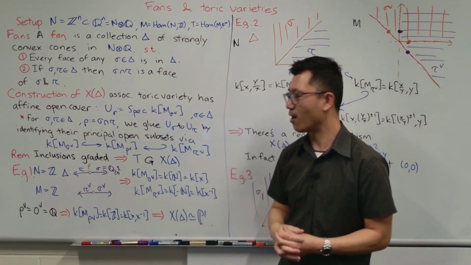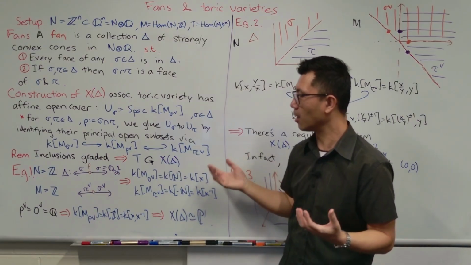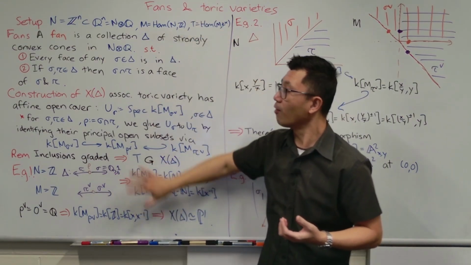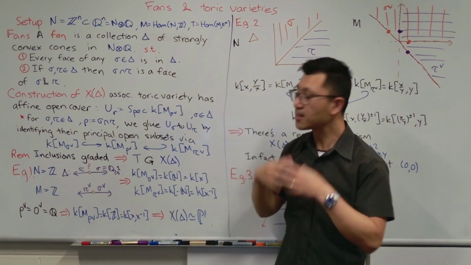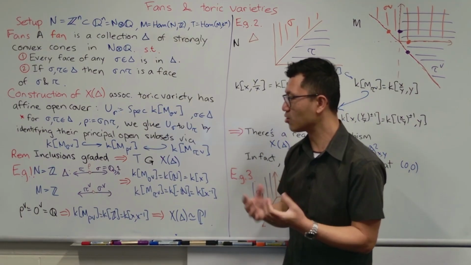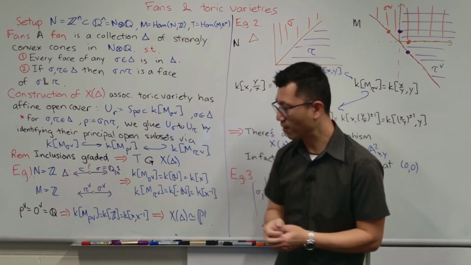Let's have a look at our first example of a toric variety from the general setup. And this is the simplest one that you can get, which is interesting, which is not affine.